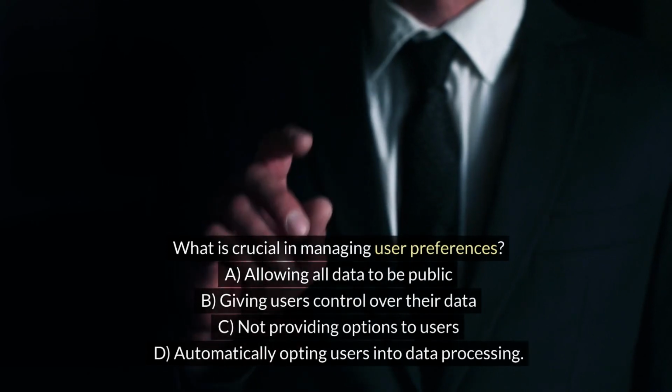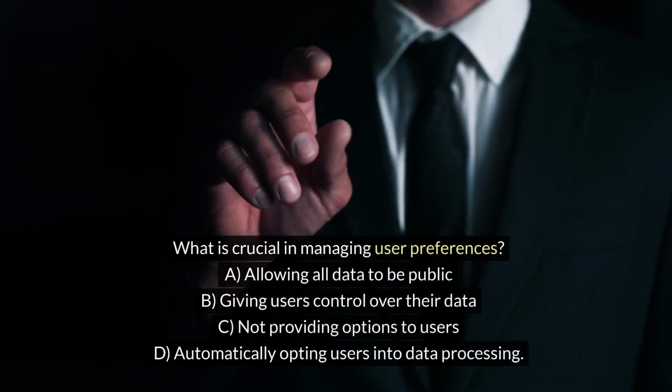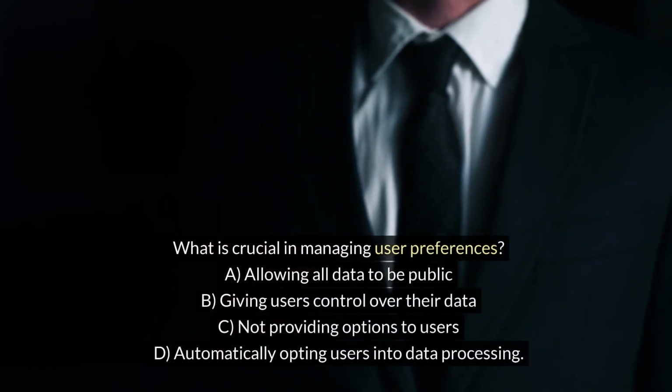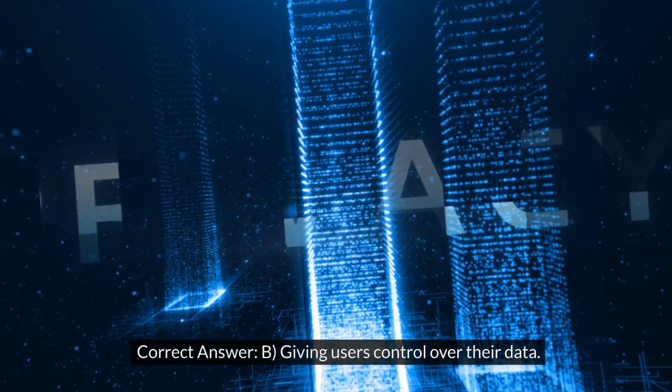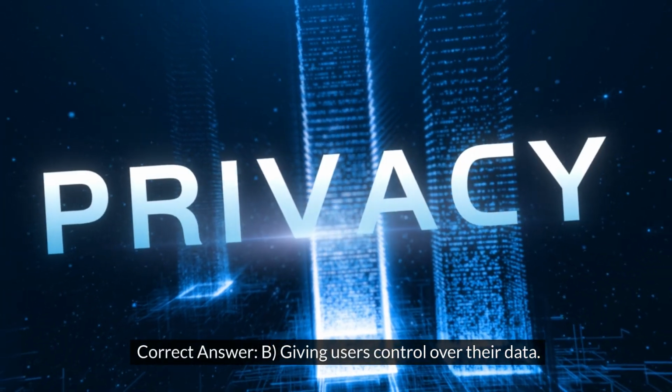What is crucial in managing user preferences? A. Allowing all data to be public. B. Giving users control over their data. C. Not providing options to users. D. Automatically opting users into data processing. Correct answer. B. Giving users control over their data.